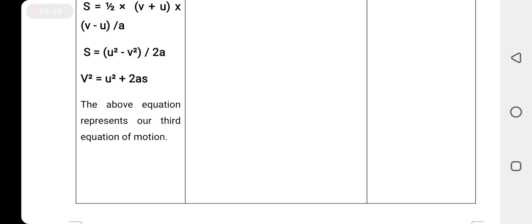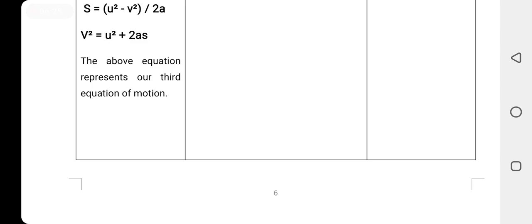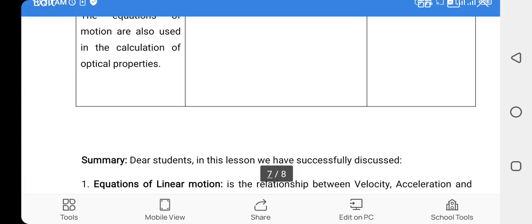V squared is equal to U squared plus 2AS. The above equation represents our third equation of motion.